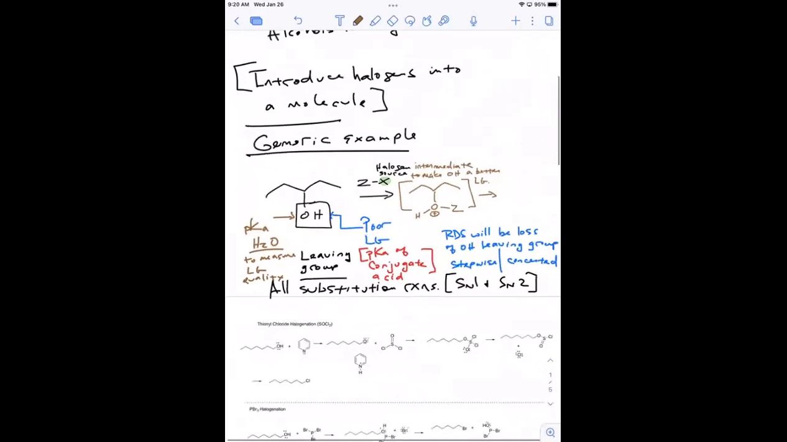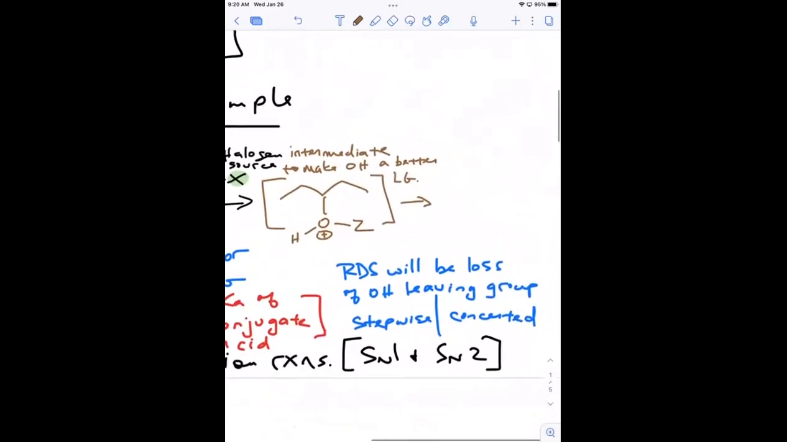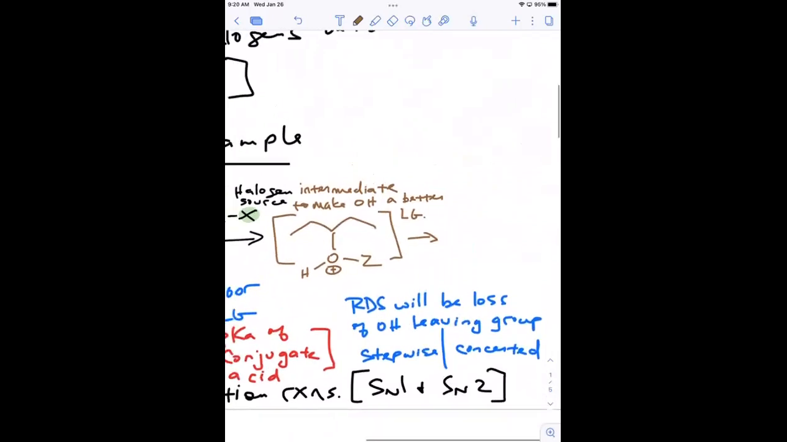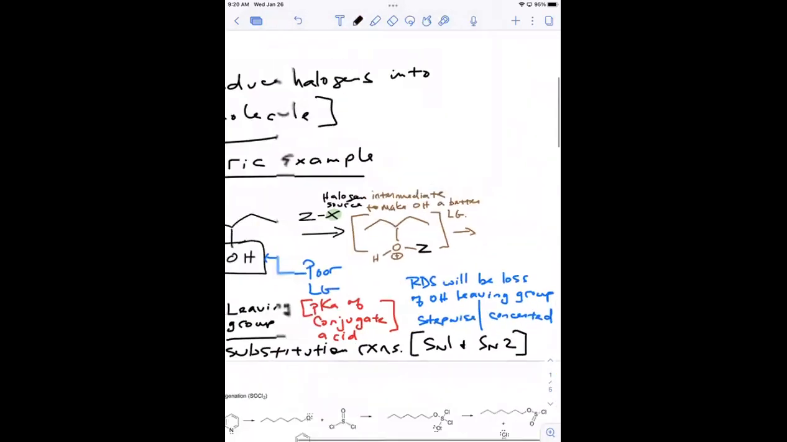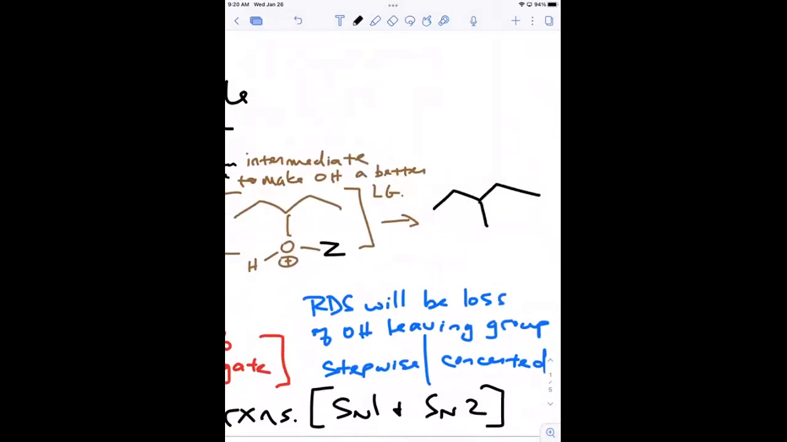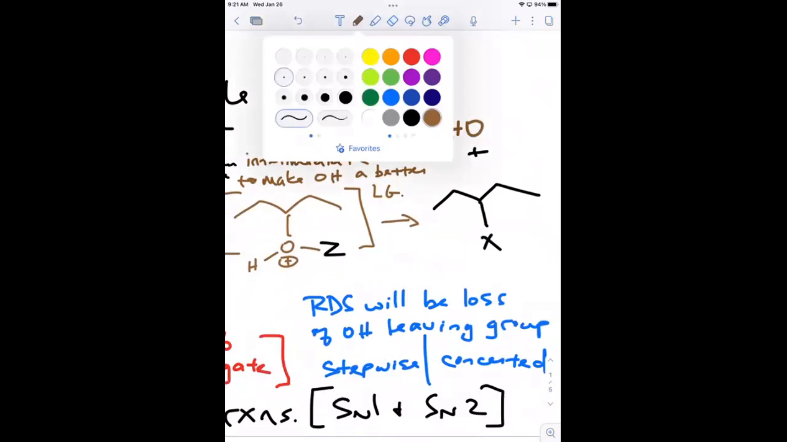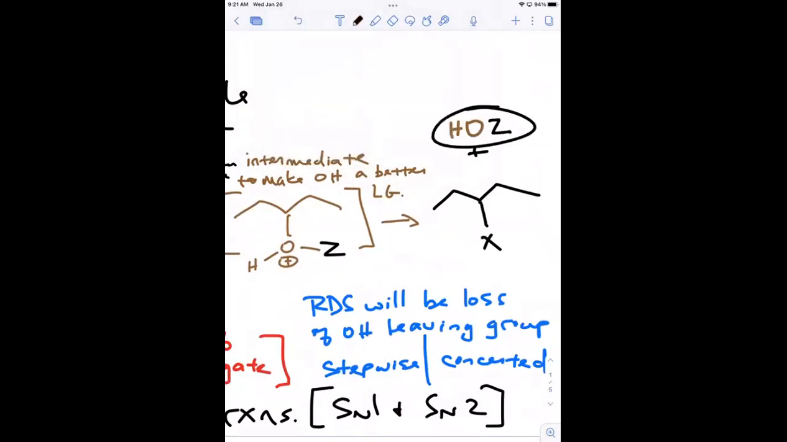Right, but they all fall under the class of substitutions, and so here you're going to have your product where X has now replaced the hydroxyl group, and then this will be plus H. Right, whatever this is, it's normally just a side product. We don't really care about it.